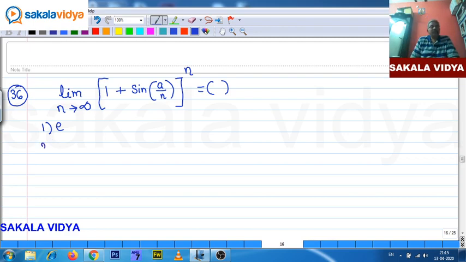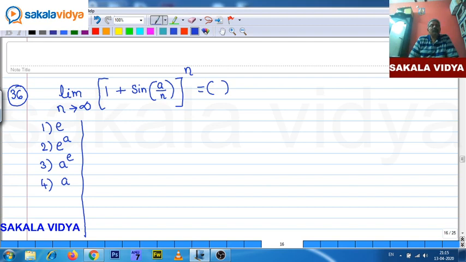Second is e to the power of a. Third is a to the power of e. Fourth is a. See, this problem we can do in a very easy manner.